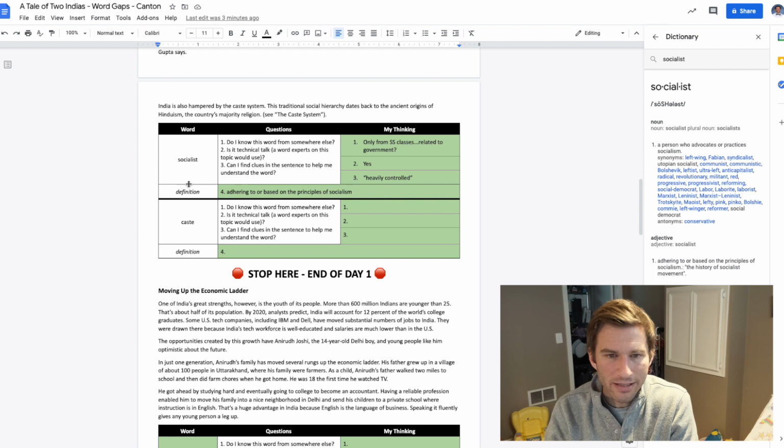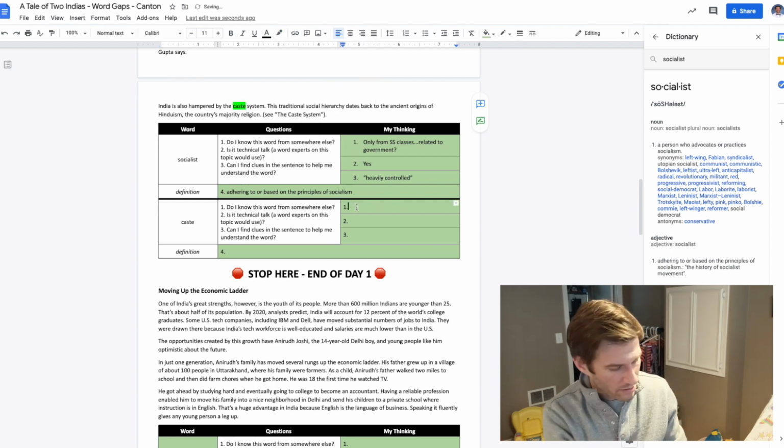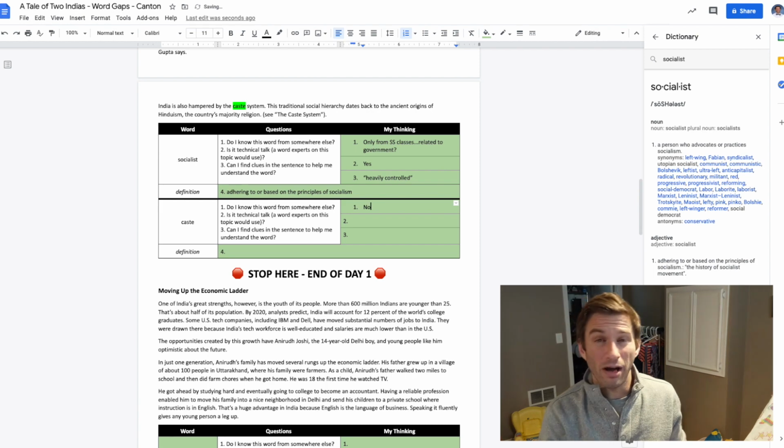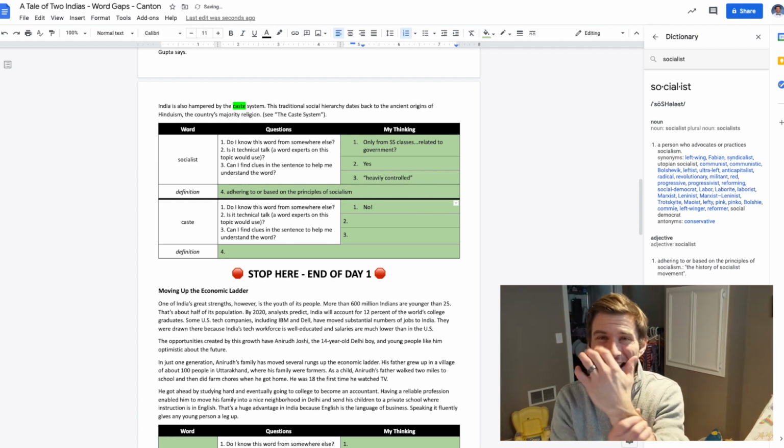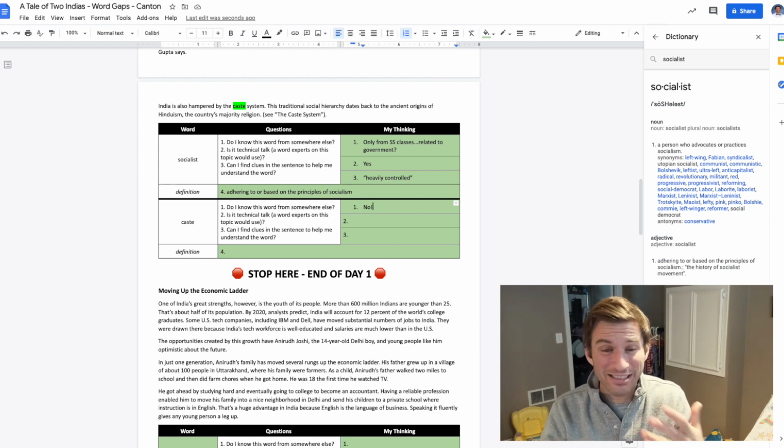All right, and so that's our last word for our word gap today, and it's our last part of the lesson, so let's knock this one out. Do I know this word from somewhere else? Again, no. I've heard cast on an arm, but that's a different spelling, C-A-S-T. So C-A-S-T-E, definitely not something I've heard of before.